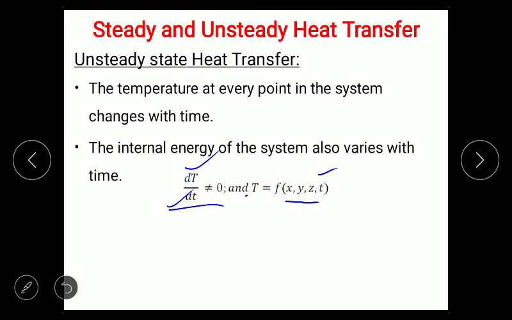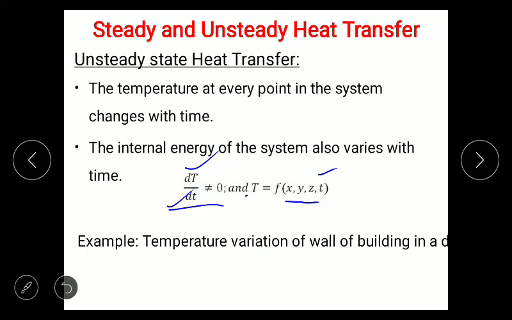As in unsteady state heat transfer the temperature changes, the internal heat energy that is generated also changes with respect to time. That is why I said unsteady state heat transfer is quite reverse to the steady state heat transfer. Right? The example for unsteady state heat transfer will be the temperature variation of a wall throughout the day. In a day, the temperature varies. In the morning we have less temperature when compared to afternoon. In afternoon we have high temperature when compared to evening, right? Like that throughout the day cycle the temperature varies.